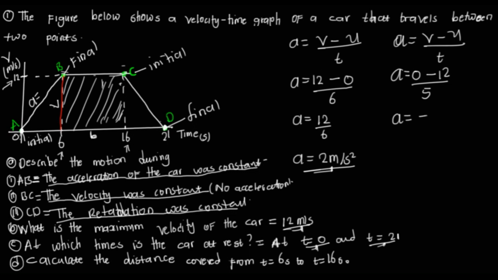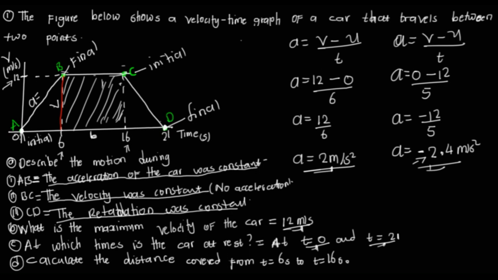0 minus 12 is negative 12 over 5. Then 12 divided by 5 is negative 2.4 meters per second squared. So this minus sign is telling us that we are dealing with retardation, or the speed of the car is reducing until it came to rest.